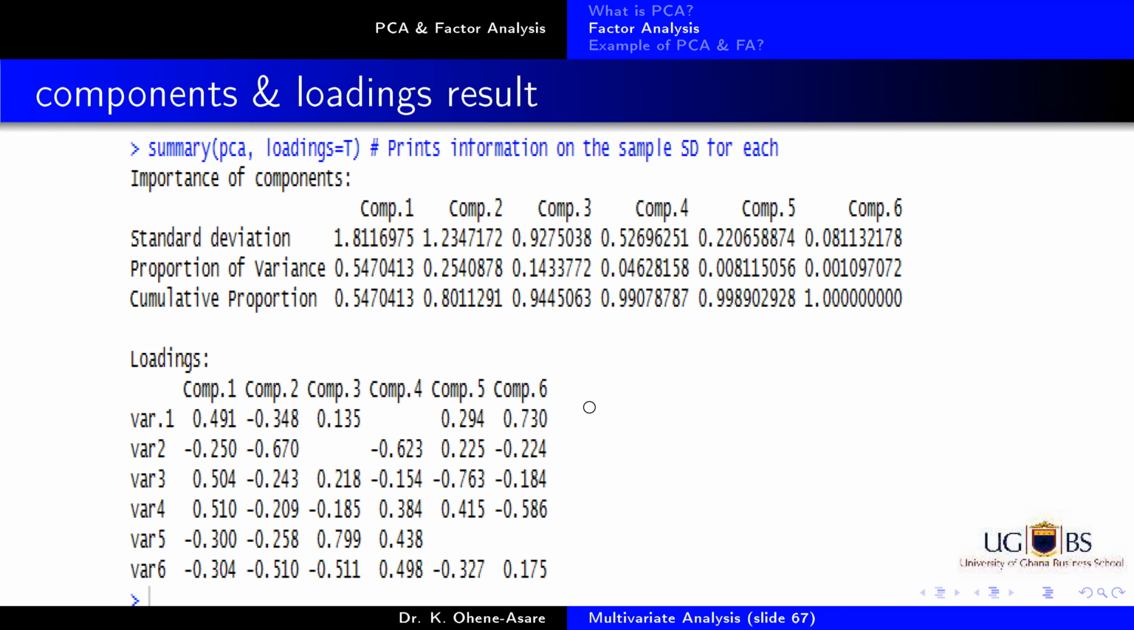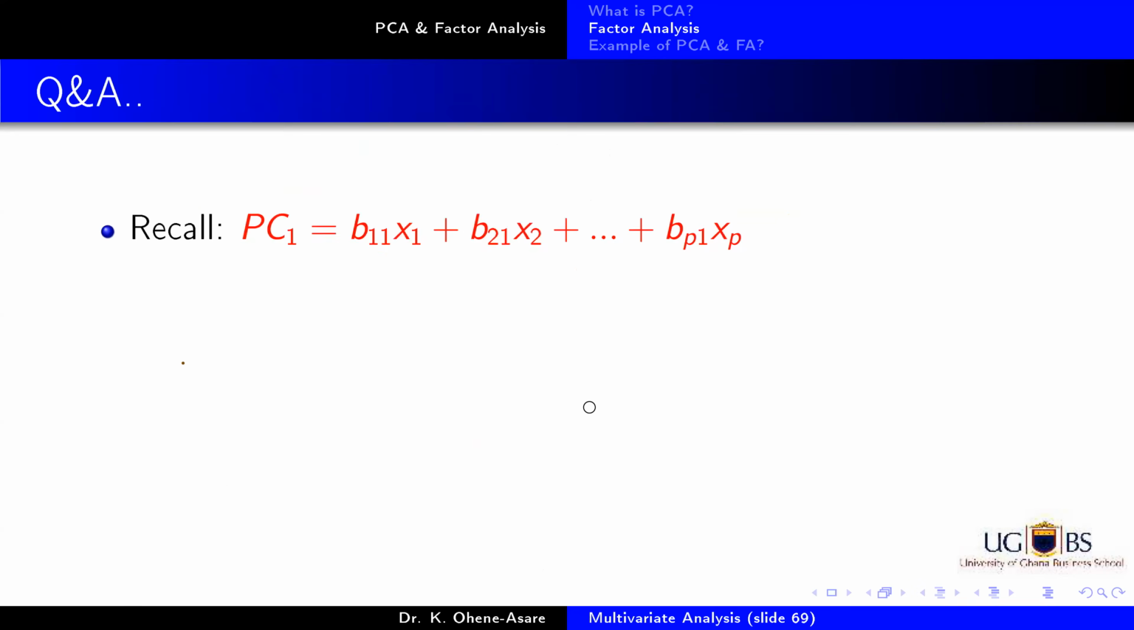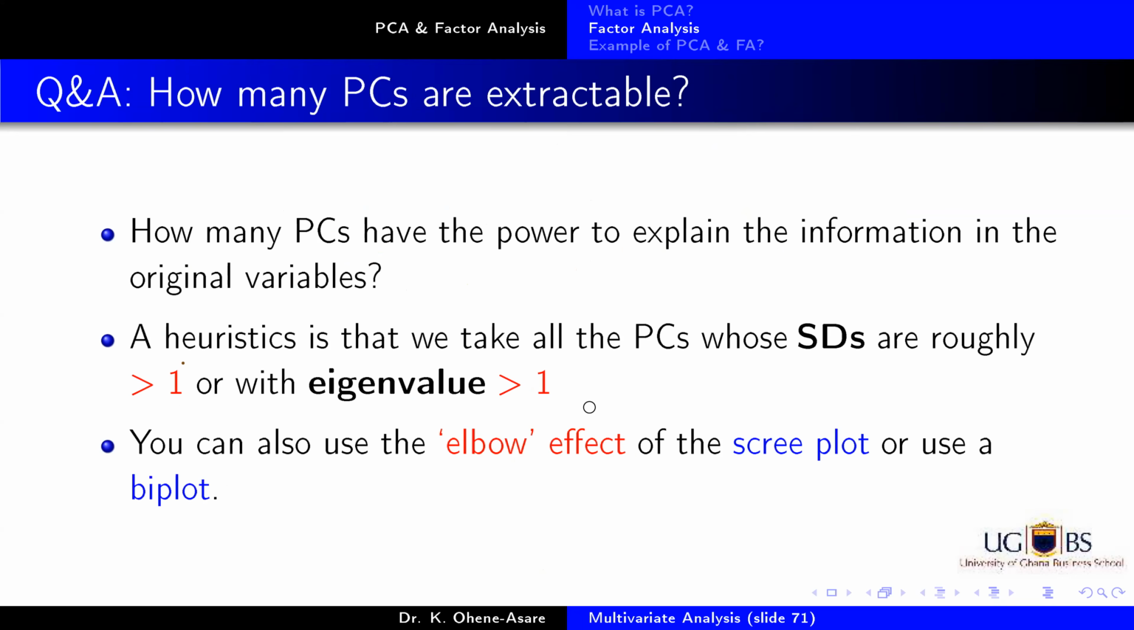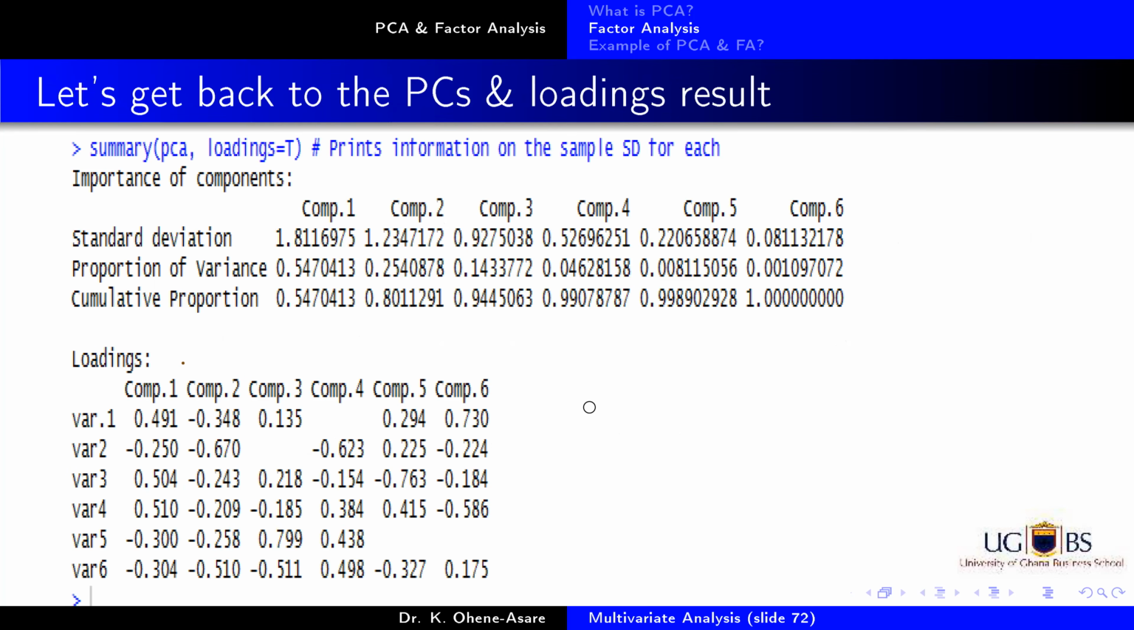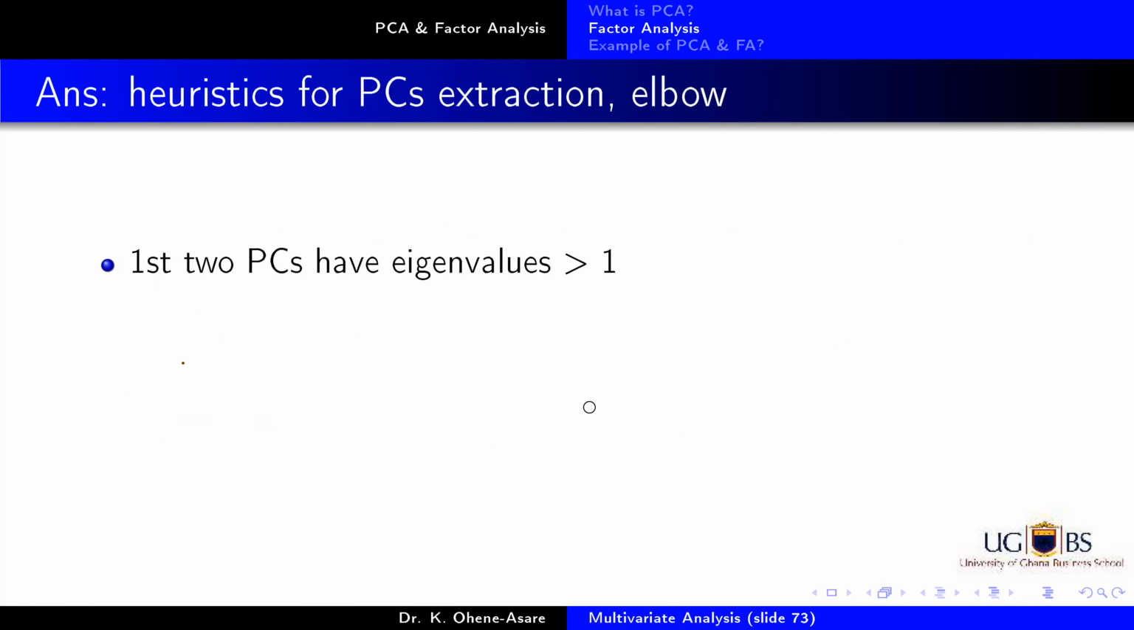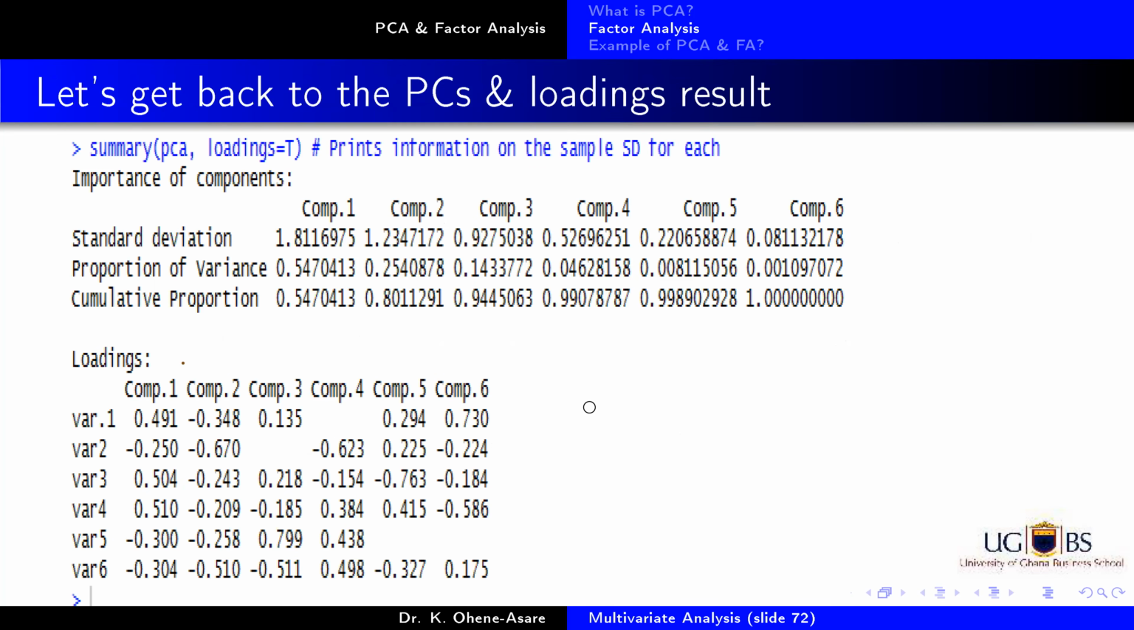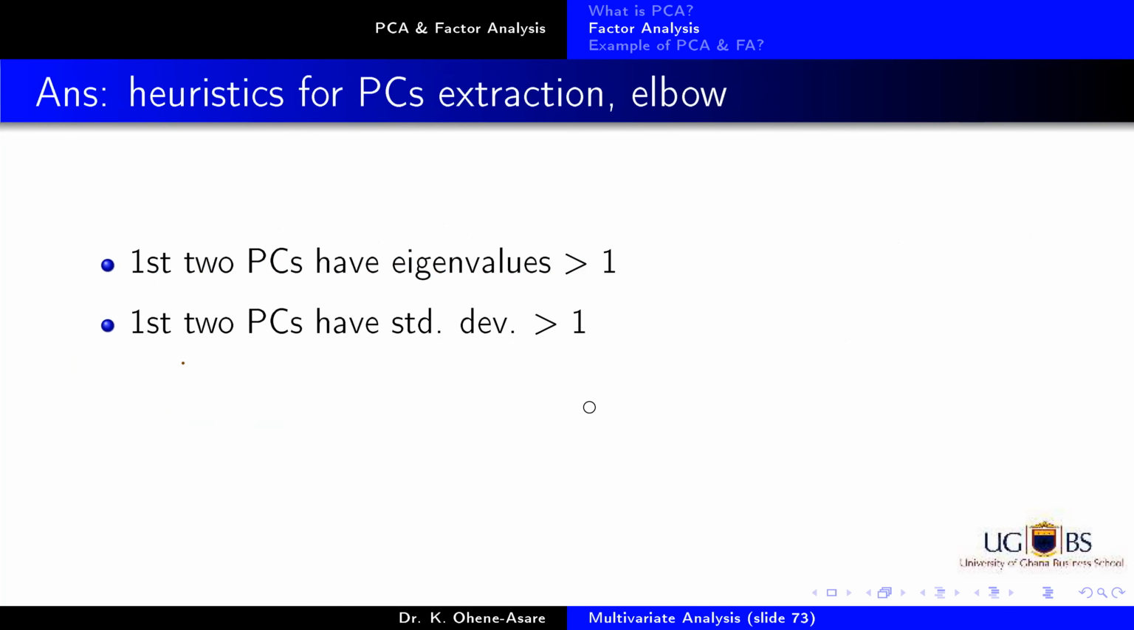Using this criteria, it means that we'll go with 2 components, okay? But hang on a minute, that's not the only one. Another thing is that you can use the elbow effect of the scree plot or the biplot. Now let's have a feel of this. So first, using the standard deviation, the first 2 principal components have eigenvalues greater than 1. If you check the standard deviation and the eigenvalues, they are all greater than 1. Okay, that's the first thing.